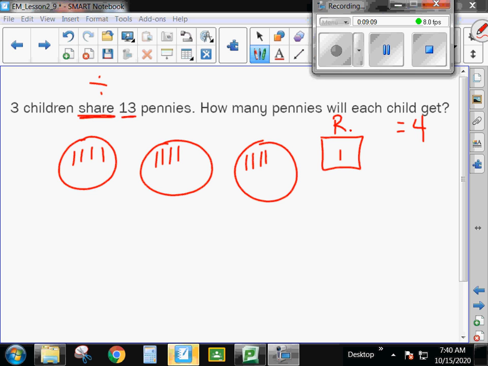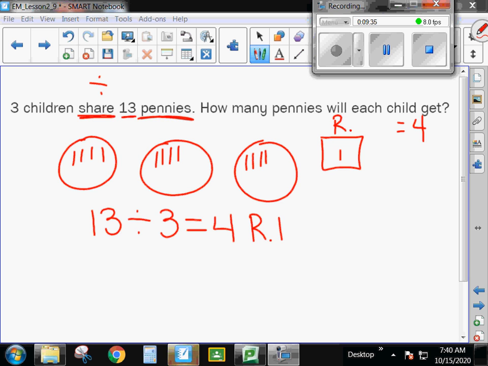This is going to be my remainder, and I can even label that, all right? So here's my number model. Remember when you're writing division, what are we dividing up? We're dividing up pennies. That's the number we always start with. So I've got 13 pennies. How am I dividing them? I'm dividing them between 3 kids. How many pennies will each child get? 4. And then I never forget my remainder of 1.